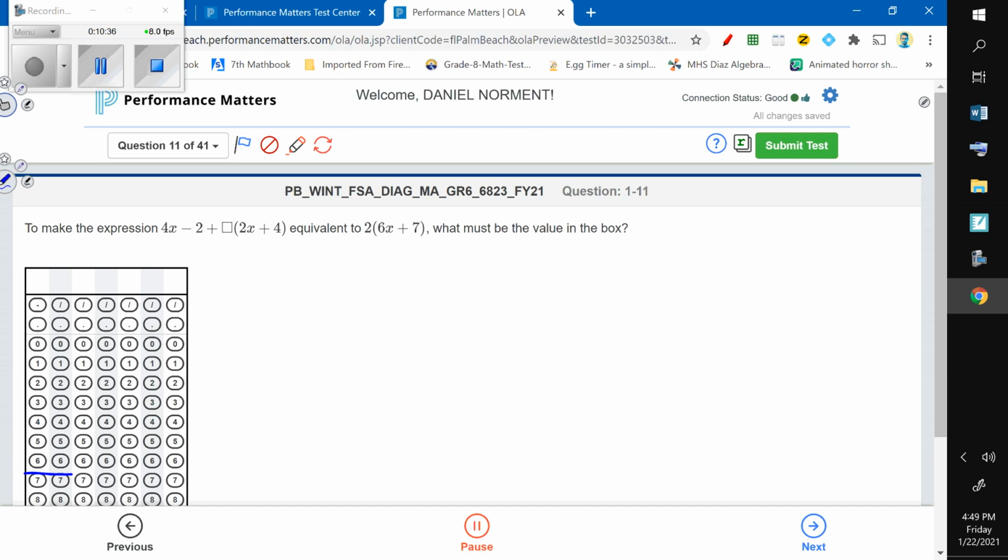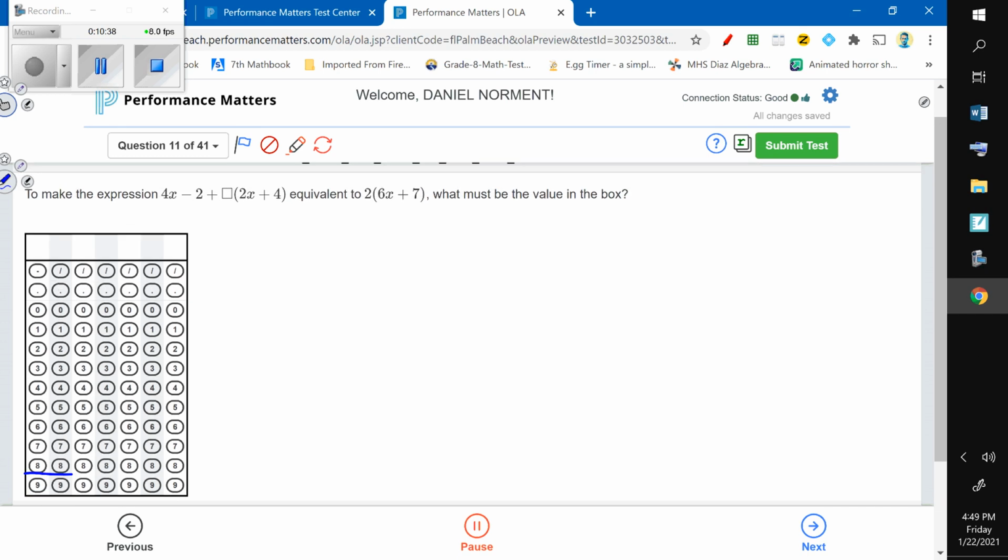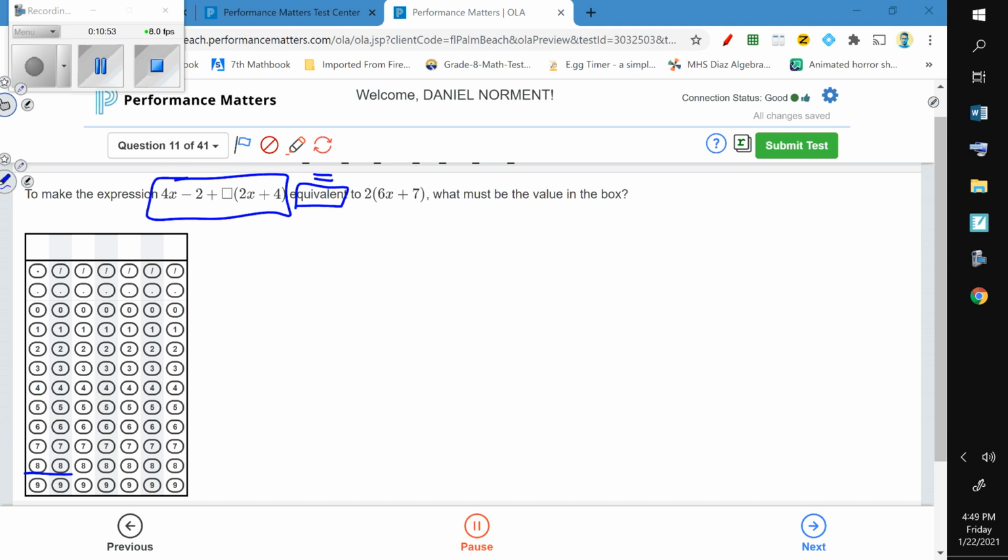Number 11. Am I really doing this? I almost skipped this because it's so complicated. They want to know what must be the value in the box. Here's what you're going to need to do. It says equivalent. That means equal. They want this to be equal to this.